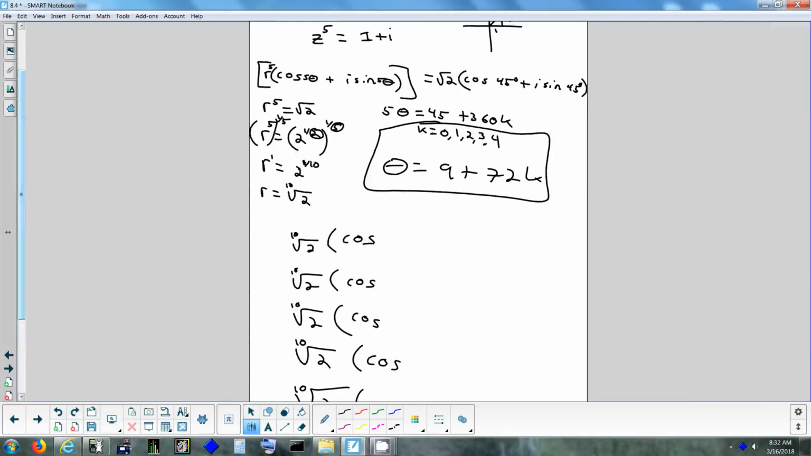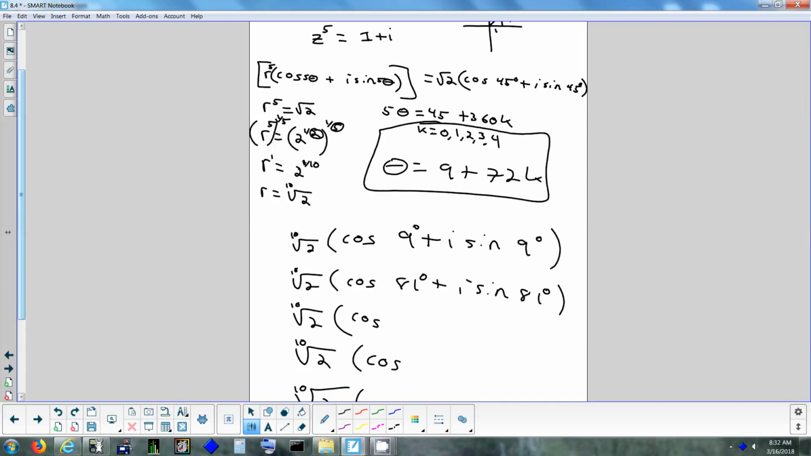What would the first one be when you plug in 0? 9. Cosine 9, Pi sine 9. The second one, 72 times 1 is 72. 72 plus 9, 81. Any questions on how you would do the rest? So k equals 2, k equals 3, k equals 4. You're basically just adding 72 each time because you get an extra multiple of 72. And that's how you find roots.